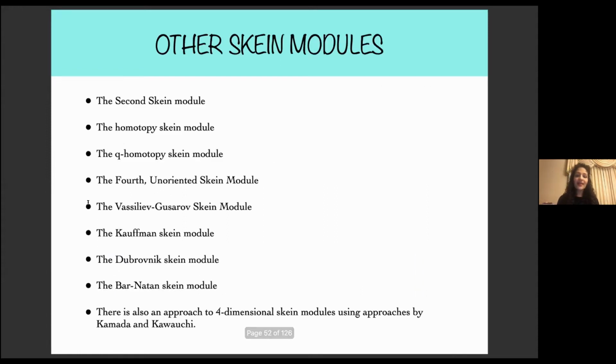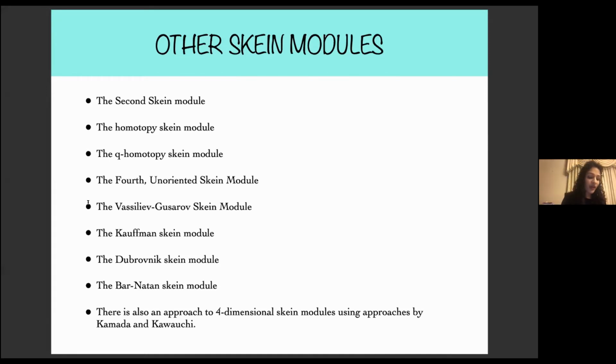There are many other important Skein modules that we can talk about, but due to shortage of time, I won't, but I've listed them here. They all have very interesting properties. The second Skein module, the homotopy and q-homotopy Skein module, are some examples. The fourth unoriented Skein module is another example. The Vasilyev-Gusarov Skein module is the Skein module that generalizes the Vasilyev-Gusarov finite type invariant.